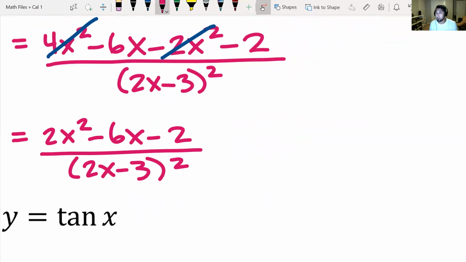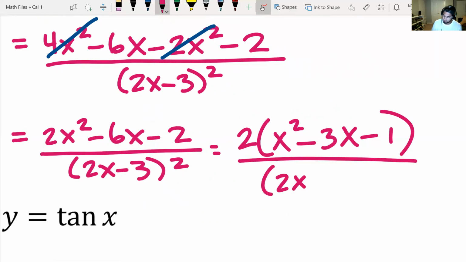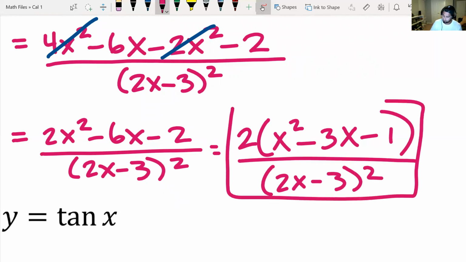One more chance to simplify. We see that in the numerator, you can factor out a 2. So you get 2 times x squared minus 3x minus 1 over 2x minus 3 squared. Nothing else to do from there. Okay. Still going.